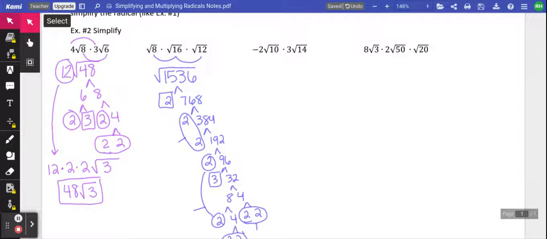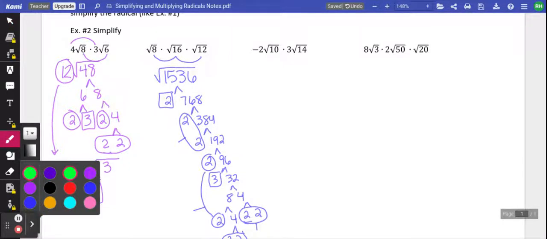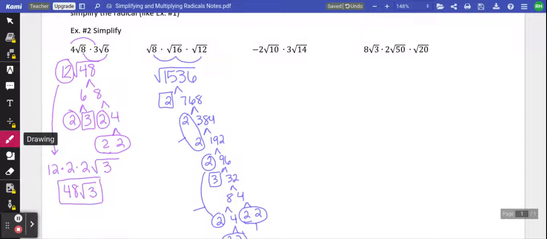Okay, hopefully you're catching on here. Not too hard. All right, let's go to the next one. Outsides would be negative 2 times 3, which gives me negative 6. Insides, 10 times 14 gives me 140. And let's break it down. 140 would be 14 and 10. 14, 2 and 7. 10, 2 and 5. I've got a pair of 2s. And then I have 7 and 5 left over.